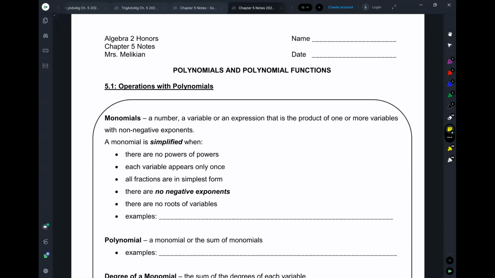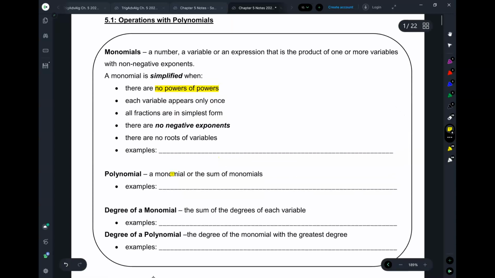In order to have a simplified monomial, there are no powers of powers, right? For example, you don't have x squared times x to the 4. You don't have x squared to the 4. Each variable appears only once. All fractions are in simplest form, right? So you're not going to ask me anymore, do I need to simplify my fractions? Of course you do. No negative exponents. That is never allowed. And there are no roots of variables, right?